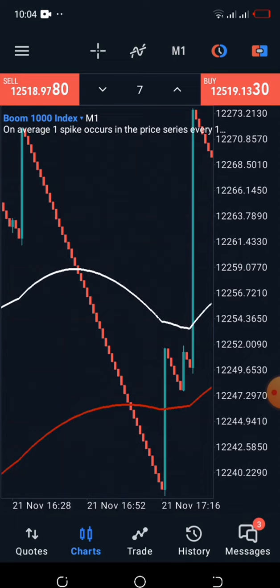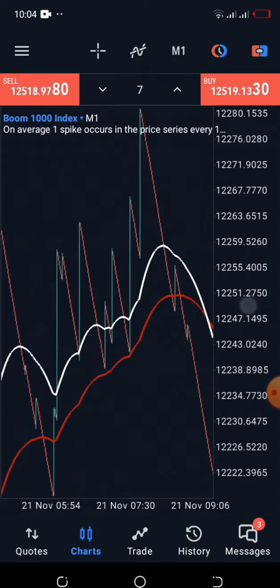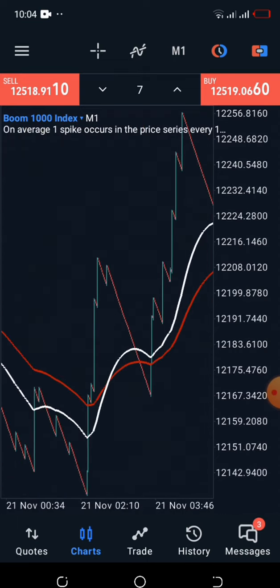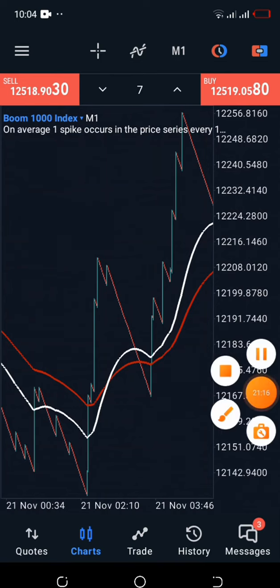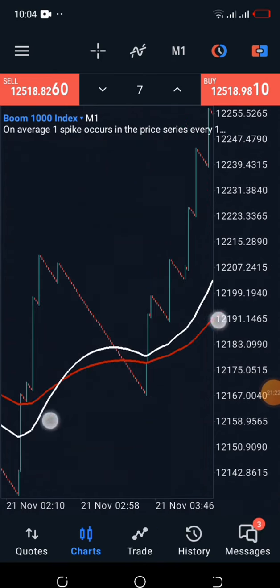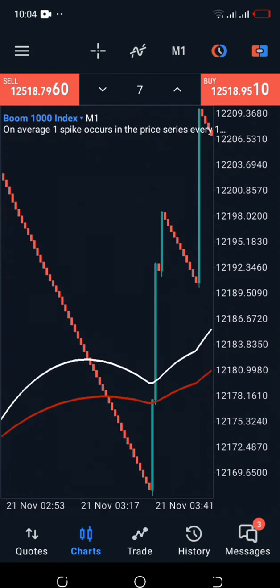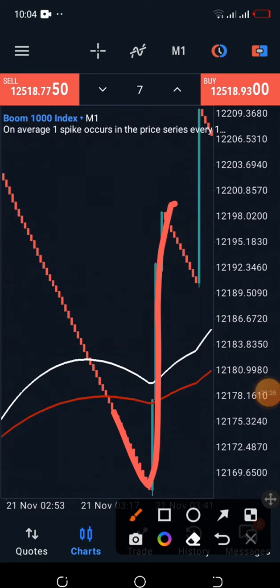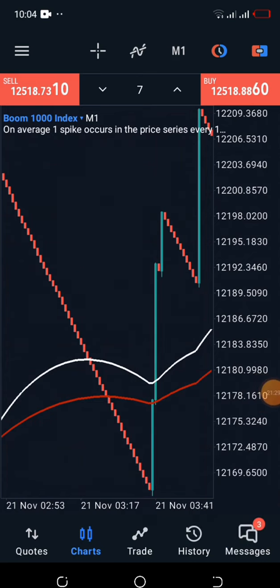So that is it for Boom 1000. We have another one here, as you can see, crosses to the upside, and then what happens? Price came down a bit and then pushes to the upside. Do you get? So what I found out about Boom 1000 is that price will always come down a bit, below the red indicator before it spikes. And it can spike immediately.